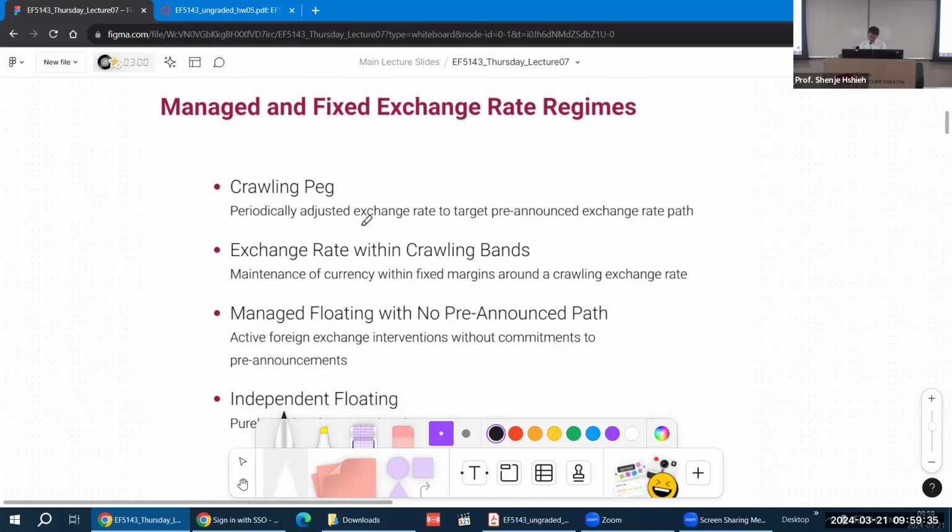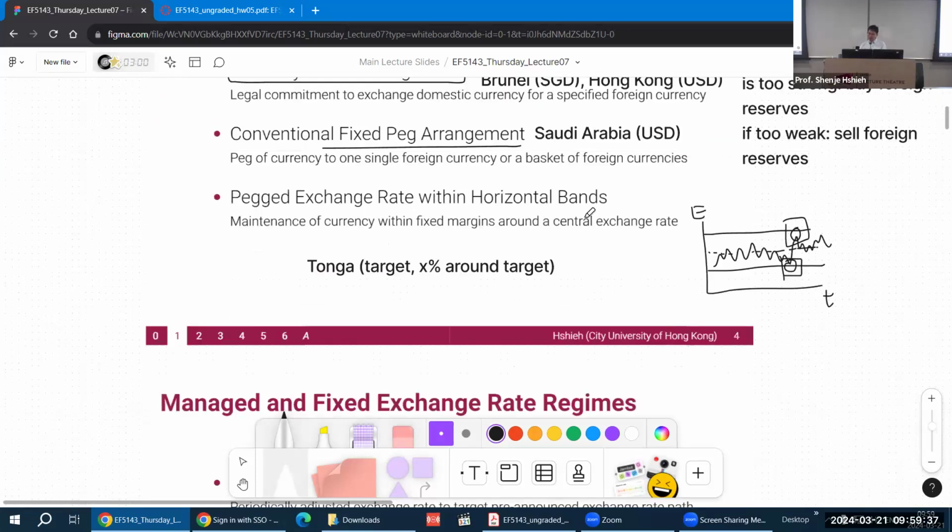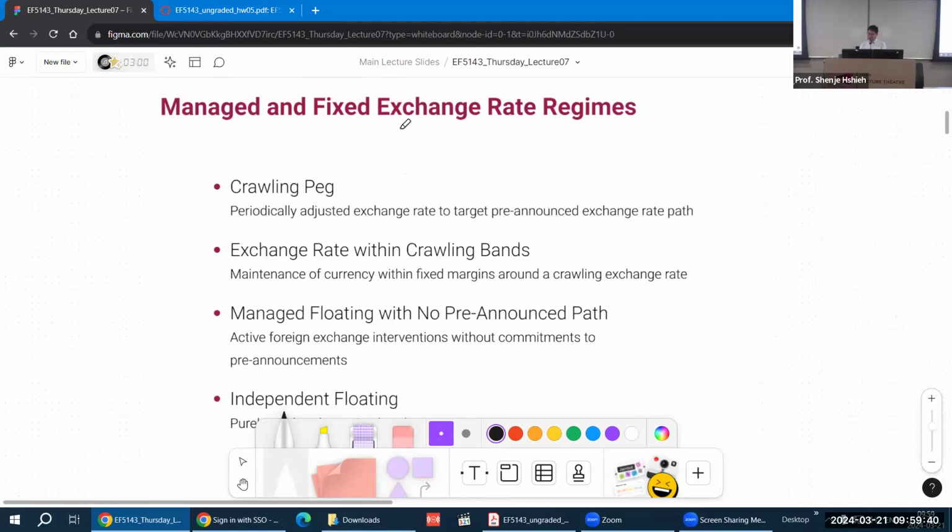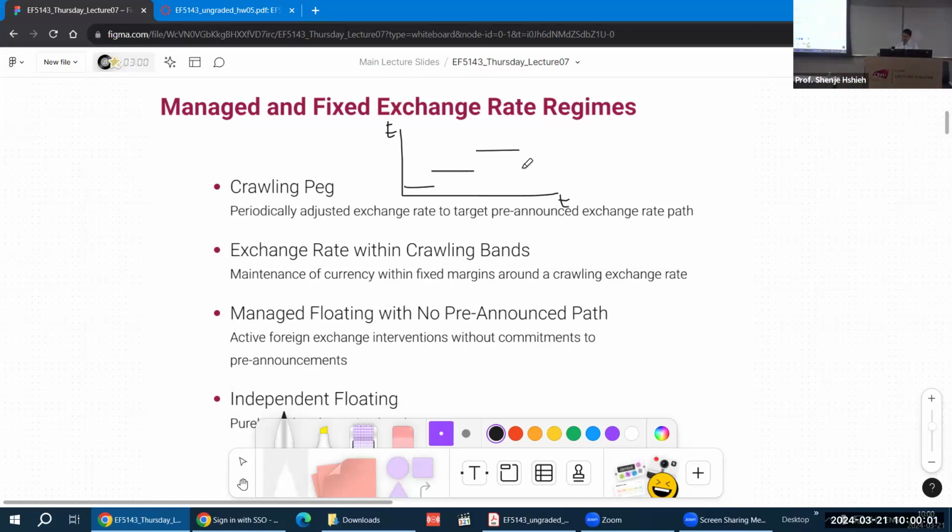So a crawling peg looks like the following. A crawling peg is similar to a conventional peg, but they will announce where the peg will be in the future. So imagine, again, E versus time. A crawling peg may look like this. Maybe it's pegged at some exchange rate here, but then they say, maybe within 5 years, we change the peg to this, maybe to this level or this level. But the point is they pre-announce what the peg will be sometime in the future, and your currency is pegged to a fixed conventional peg for some certain amount of time.